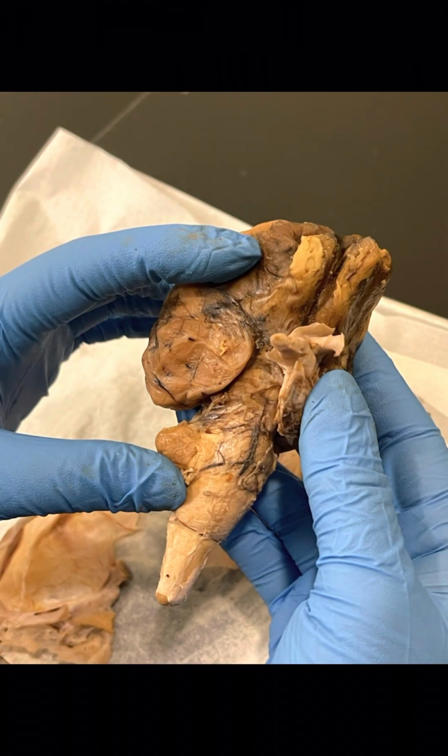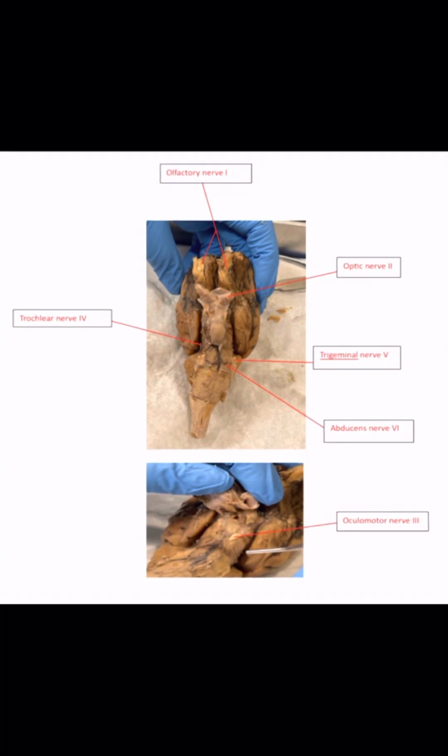In this section, we'll be talking about the 6 different nerves. Olfactory nerve, optic nerve, oculomotor nerve, trochlear nerve, trigeminal nerve, abducens nerve.